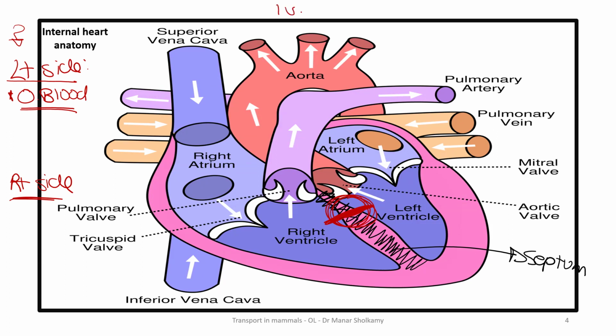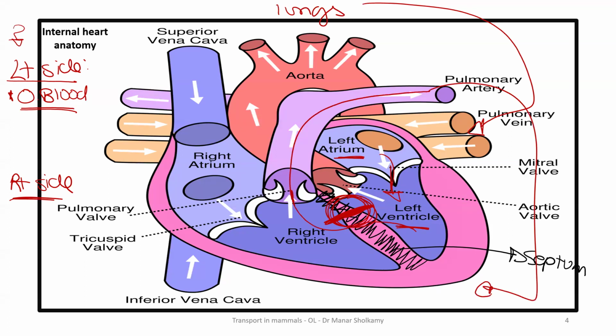Oxygenated blood will come from the lungs into the pulmonary vein, into the left atrium, through the mitral valve, into the left ventricle, through the aortic valve, into the aorta, to the whole body. And then I can move on to discuss the flow of blood in the right side of the heart.